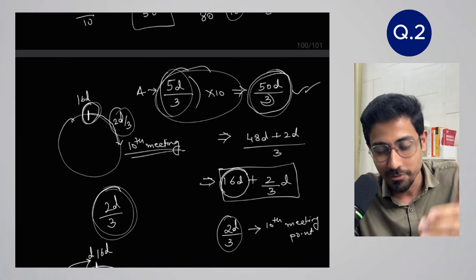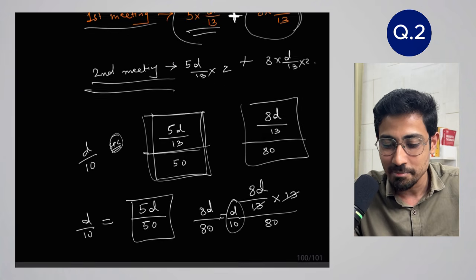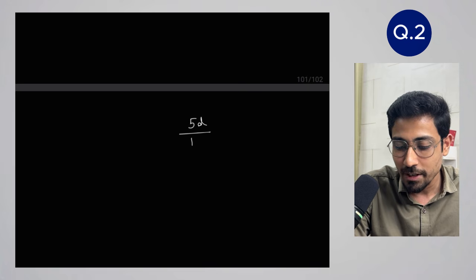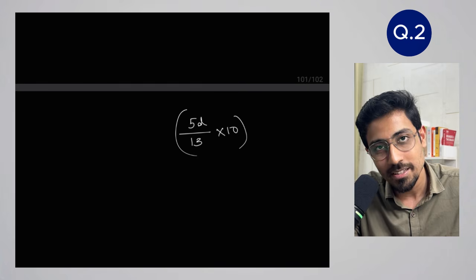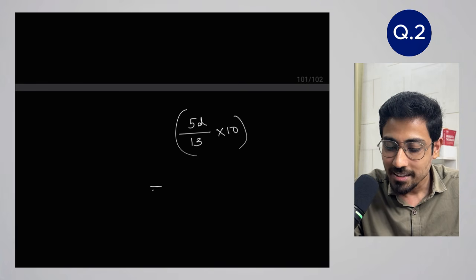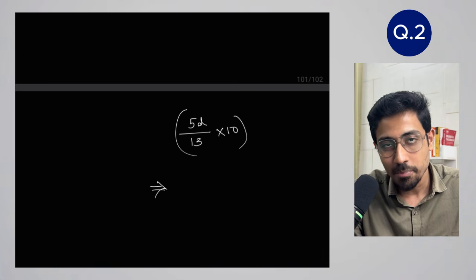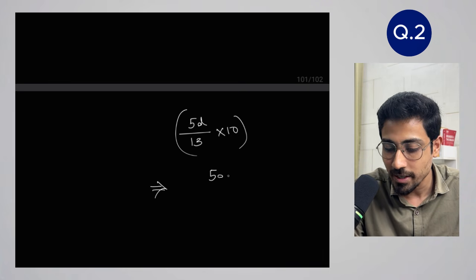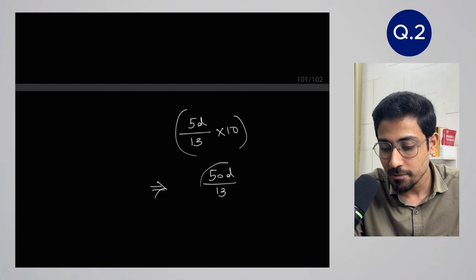Okay, I should have informed you that when I'm calculating this, I'm doing it for the same direction. Suppose I was doing it for the opposite direction, will anything change? No. My distance would be 5d by 13 into 10, and my meeting point would have been 5d by 13 into 10. So it is 50d by 13.